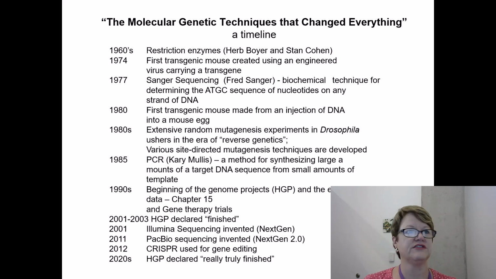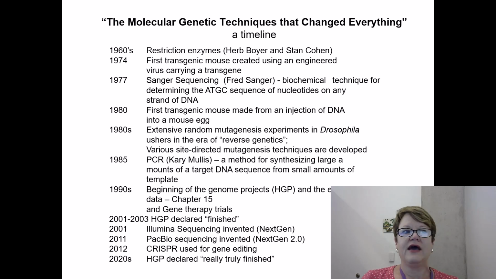And like I said, at first it was messy and kind of awful, but it improved over the years, as you're going to see. In 1980, they improved on the transgenic mouse techniques. They invented a needle that could inject DNA directly into an egg, usually a fertilized egg is what they would use, so really a zygote.